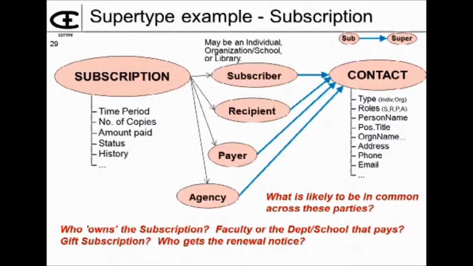But notice how we got there. We got there by identifying some of the people or roles that are in the environment and seeing some commonalities across them, and that's what suggests that we have a supertype.